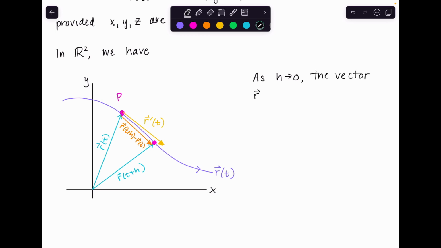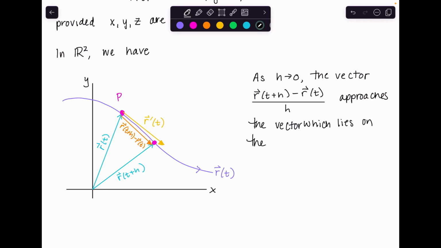r of t plus h minus r of t, and then divided by h, because this is the quantity we're taking the limit of as h goes to zero, this approaches the vector which lies on the tangent line at point P.